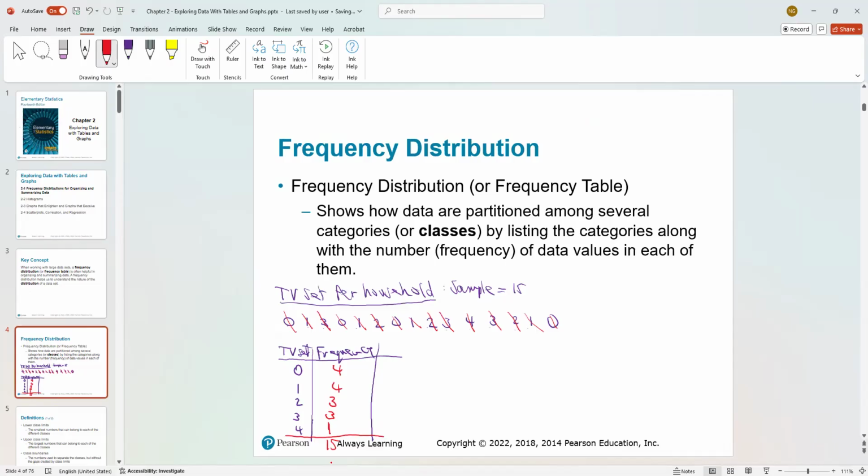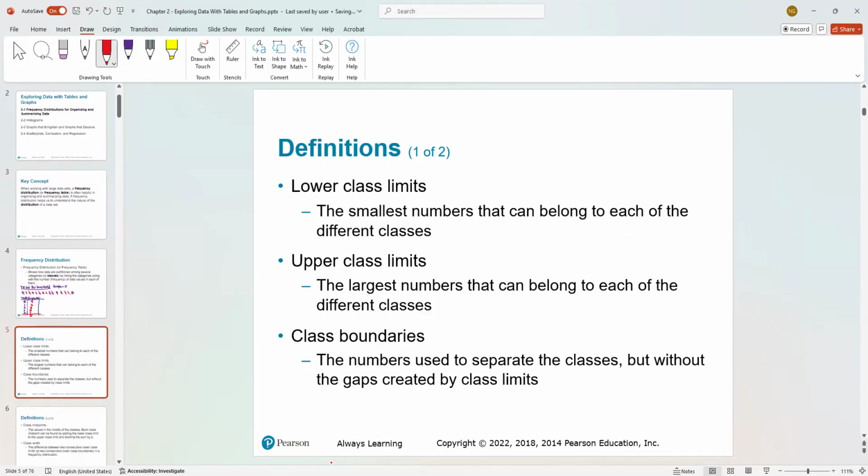In the column where you see the TV set, it's a single grouping because you only have one data value. But very often, a table shows how data is partitioned among several categories or classes by listing the categories along with the number of data values in each of them. Usually it's classes. Sometimes we can list them in a single grouping method, but not all the time. Sometimes you need to construct class intervals. We will have a chance to see it later.